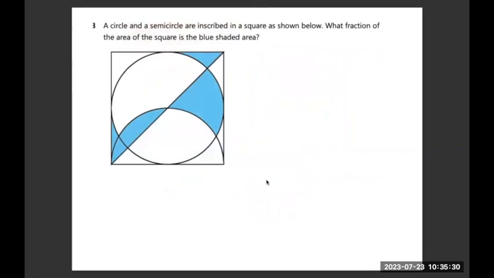Similar question. You don't have to find the area. Please remember, here you're not finding the area, you're just getting the proportion, the fraction of the area of the square. What fraction of the area of the square is the blue shaded part? You don't have to worry about finding the area. You just have to worry about the proportion between the blue part and the area of the square.